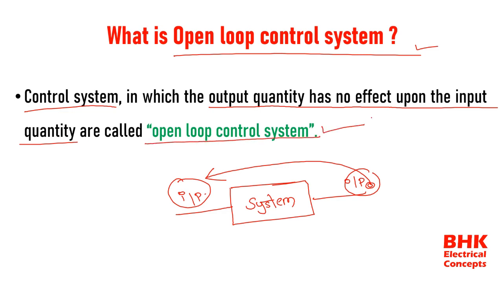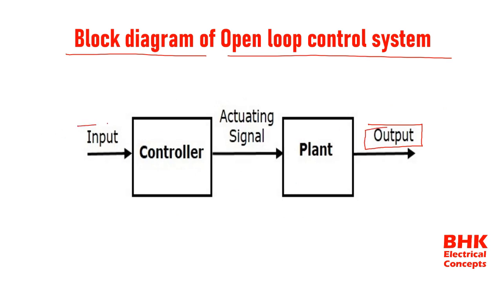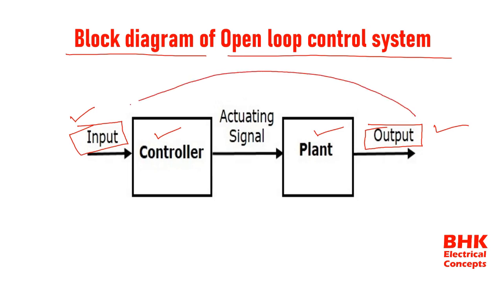Now coming to the block diagram of an open loop control system. This is the block diagram. This one is the output and this one is the input. Between the output and input we have the controller and some plant. Plant means whatever system we are taking, that assembled part we call the plant. As per the definition of an open loop control system, this output is not going to affect the input.